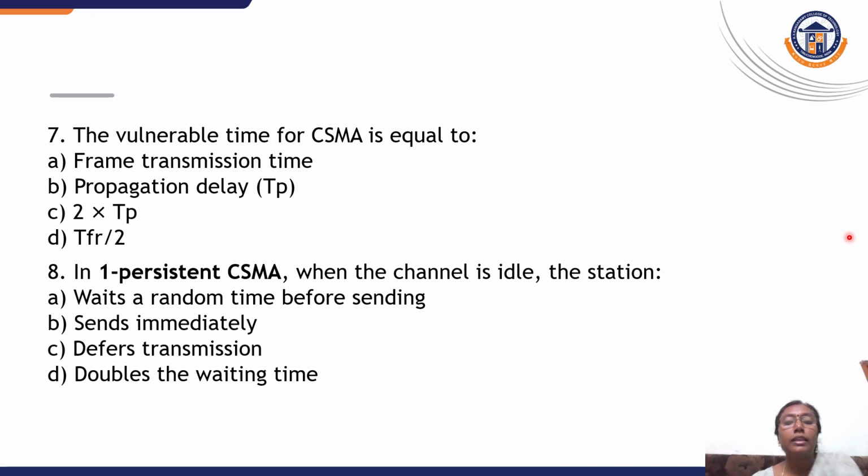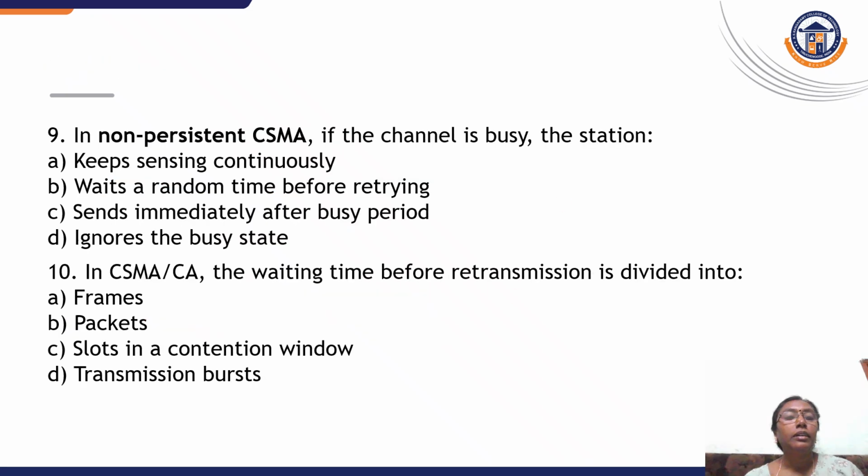One-persistent CSMA, when the channel is idle, immediately sends the frame. Non-persistent, if the channel is busy, the station waits a random time before retrying. In CSMA/CA, the waiting time for a retransmission is divided into slots in the contention window. So that's all about today's lecture.